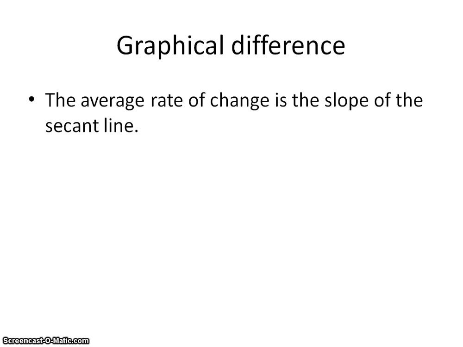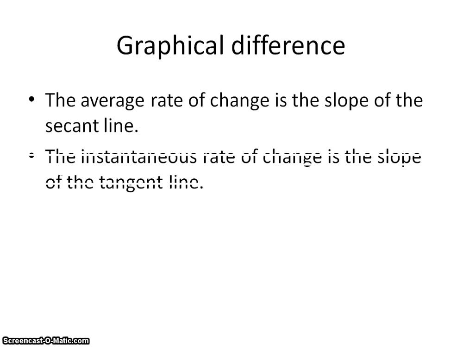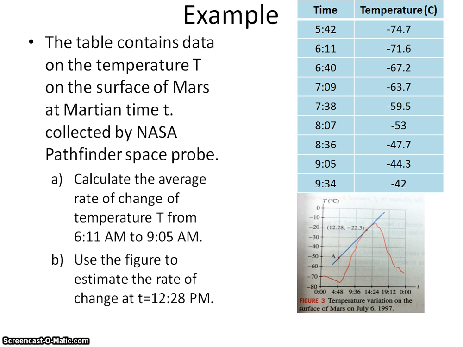And the graphical difference, as y'all know, is that the average rate of change is the slope of the secant line, whereas the instantaneous rate of change is the slope of the tangent line. So let's talk about an example real quick.